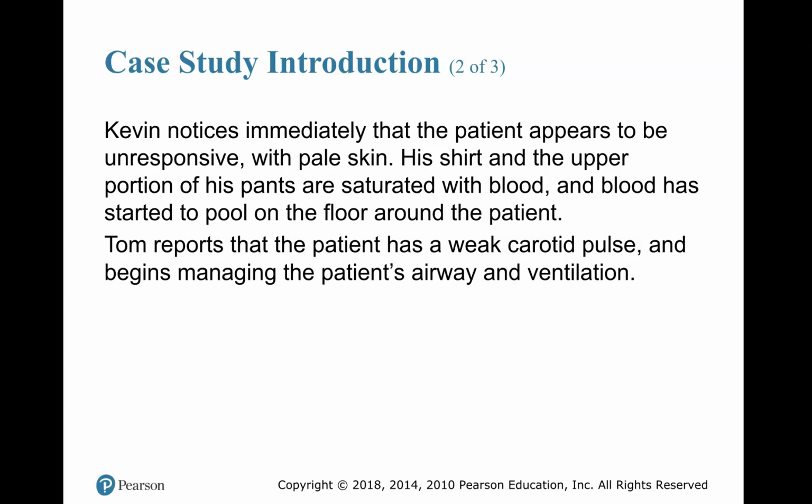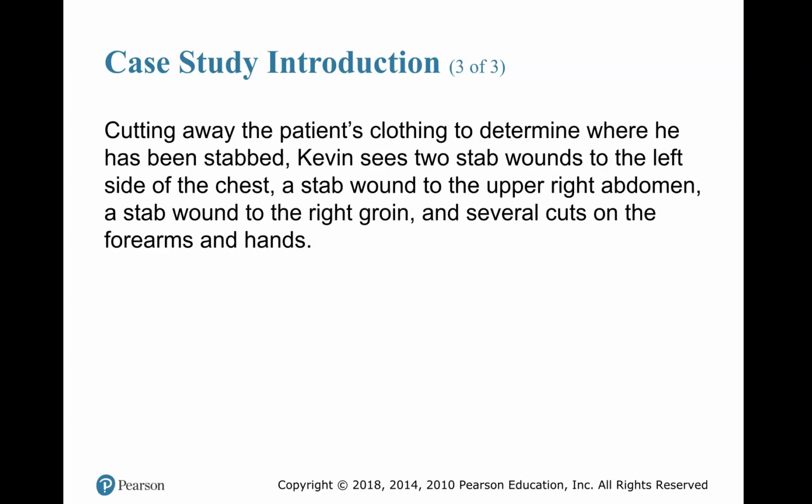Tom reports that the patient has a weak carotid pulse and begins managing the patient's airway and ventilation. Cutting away the patient's clothing to determine where he has been stabbed, Kevin sees 2 stab wounds to the left side of the chest, a stab wound to the upper right abdomen, a stab wound to the right groin, and several cuts on the forearms and hands.